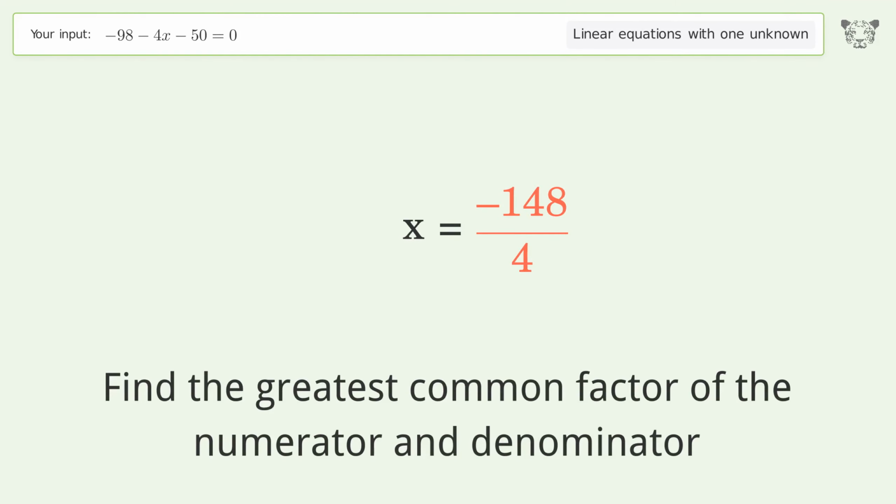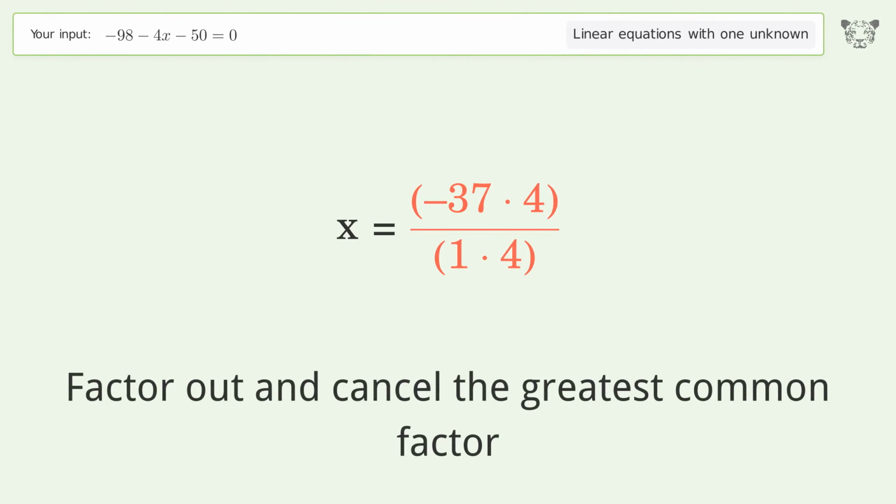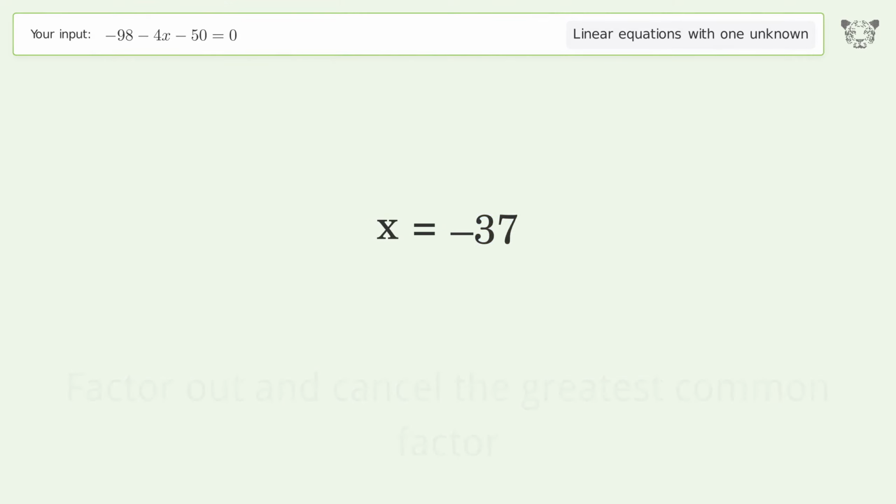Find the greatest common factor of the numerator and denominator. Factor out and cancel the greatest common factor. And so the final result is x equals -37.